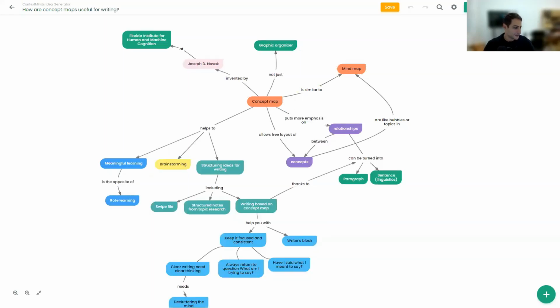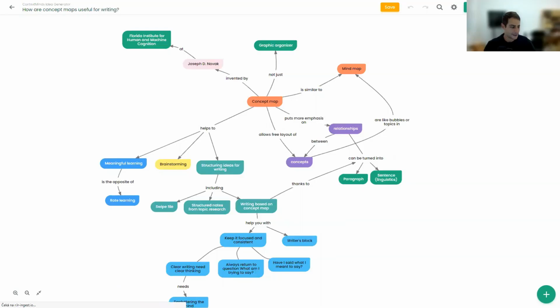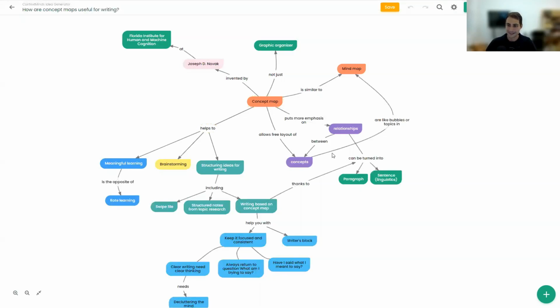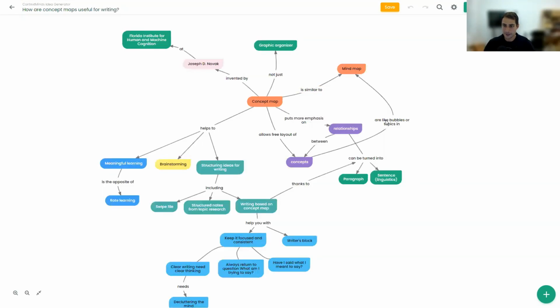Maybe I could again ask if there is anyone who doesn't know mind maps at all. Let me know so that I can explain more. But otherwise, I will assume that you have seen some mind maps before, and you have the general idea about that. So similarly to mind maps, we have these bubbles here, which in a concept map are called concepts, and we have links between them.